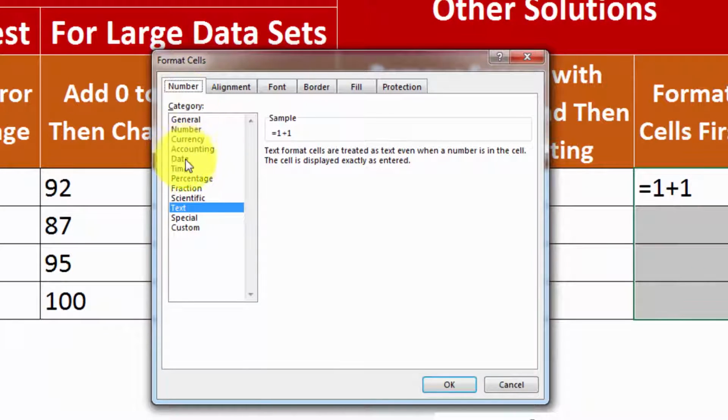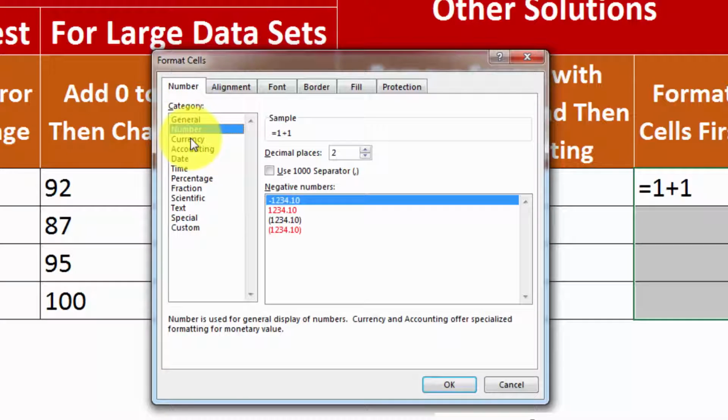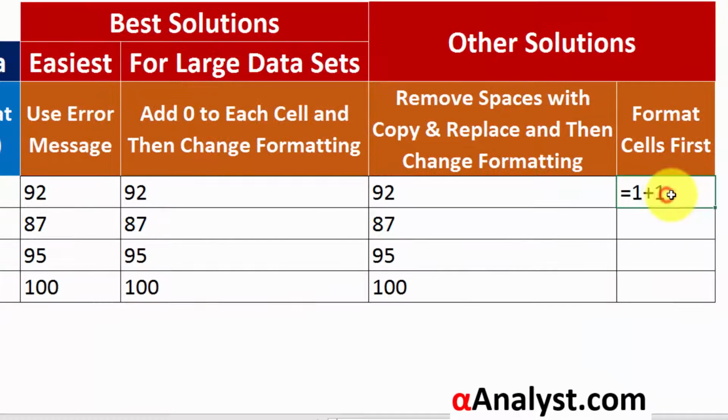So once you're here, we want to change the format. You could click on number, which is the second option from the top. And if you want to, you can change the number of decimal places. I just changed it from 2 decimal places to 0. And then I clicked OK. Once you do that, you might not see too much of a change right away, but if you go to this cell and double click on it and then hit enter, you'll see that now the formula should work. So now if in this cell I do equals 1 plus 1, you'll see that it worked.